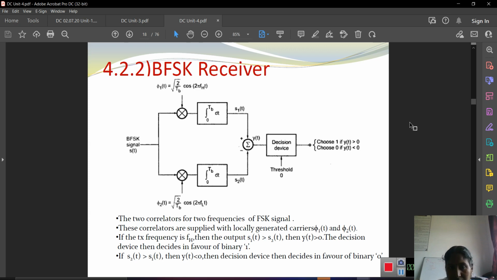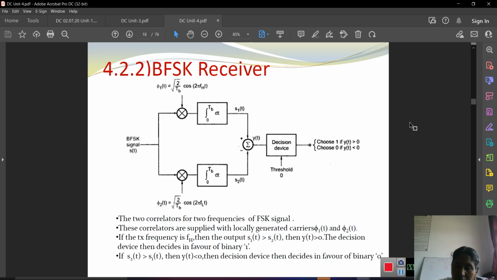See the BFSK receiver section. The BFSK received signal is S of t. Then phi 1 of t and phi 2 of t are available. An integrator circuit is also used here, from 0 to Tb, dt. Then it is divided into two paths, S1 of t and S2 of t. Finally, we get the Y of t output. The decision device only takes the output Y of t: choose 1 if Y of t is greater than 0, choose 0 if Y of t is less than 0. This is the final output.